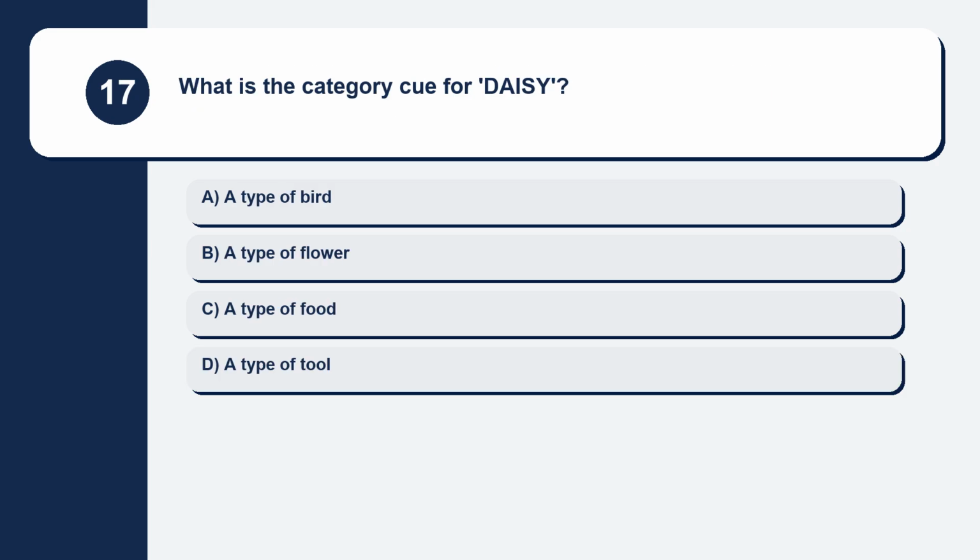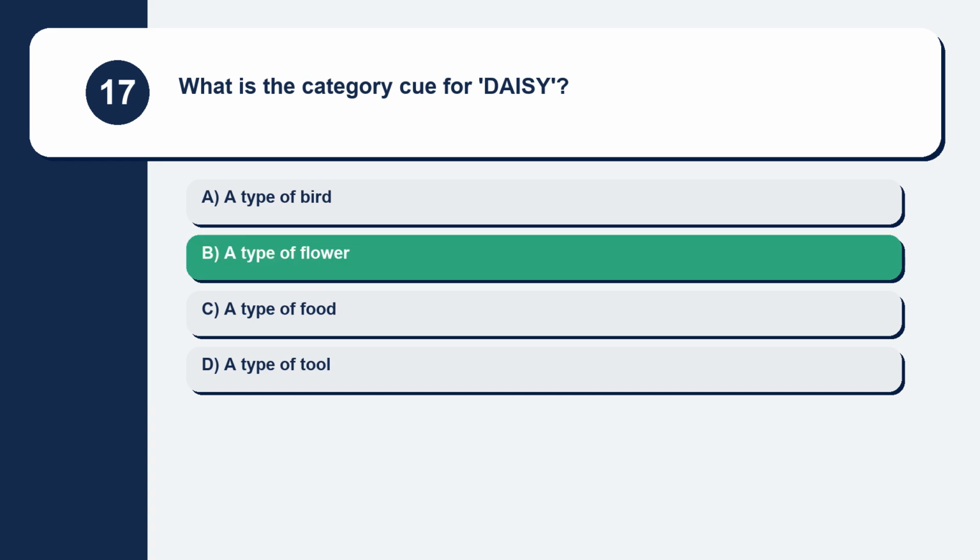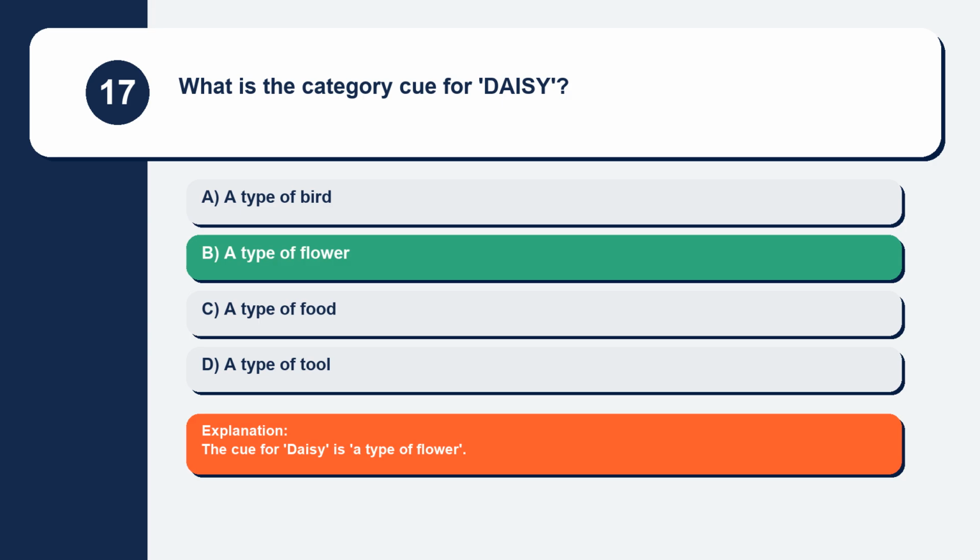Question 17. What is the category Q for daisy? A type of bird. A type of flower. A type of food. A type of tool. The Q for daisy is a type of flower.